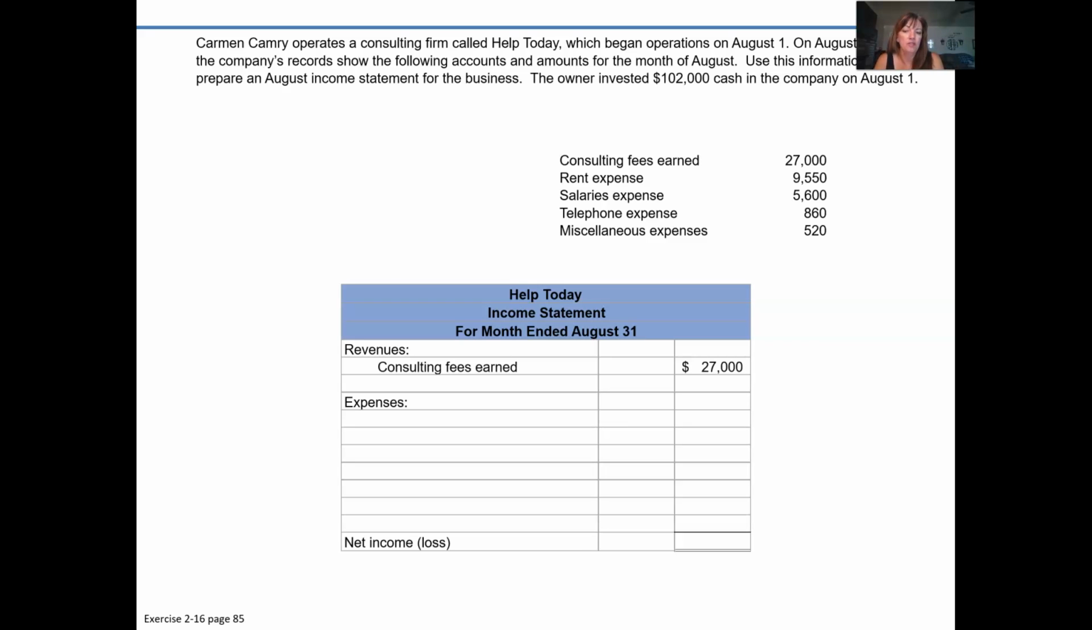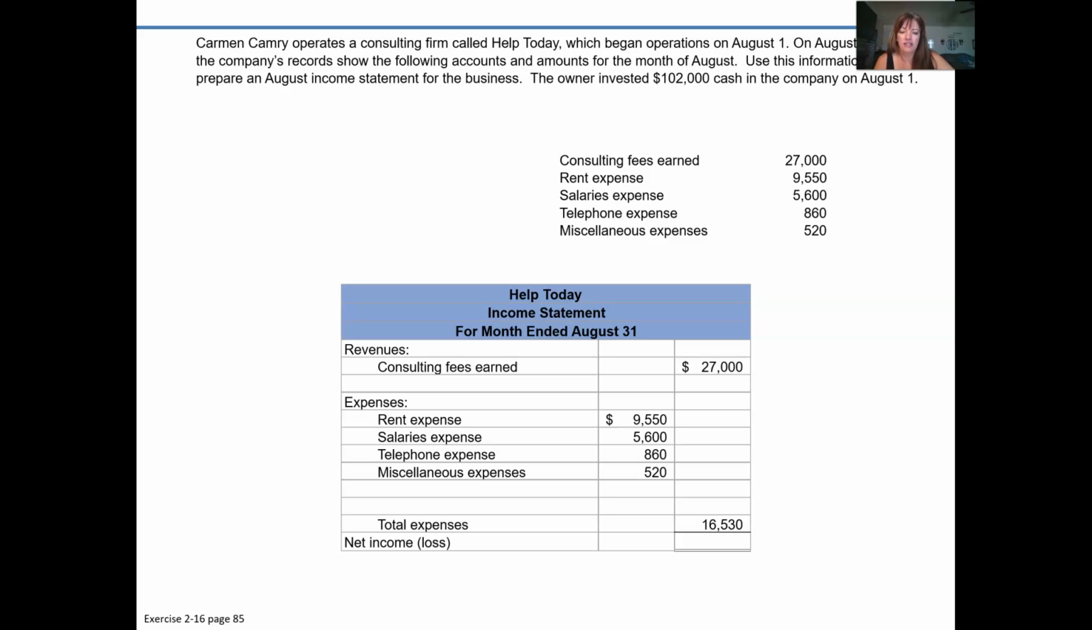You will start with revenues and a colon, go down to the next line, indent, and write the name of the revenue account. This one is consulting fees earned. The left-hand side of the column is the column that you use to add anything up. Your totals go straight to the right-hand side. Next, we're going to list our expenses. We have 4 of them: rent, salary, telephone, and miscellaneous. These happen to be listed in order from largest to smallest. You don't have to do it that way, but you can if you'd like. Those are listed on the left-hand side because we need to add them up.